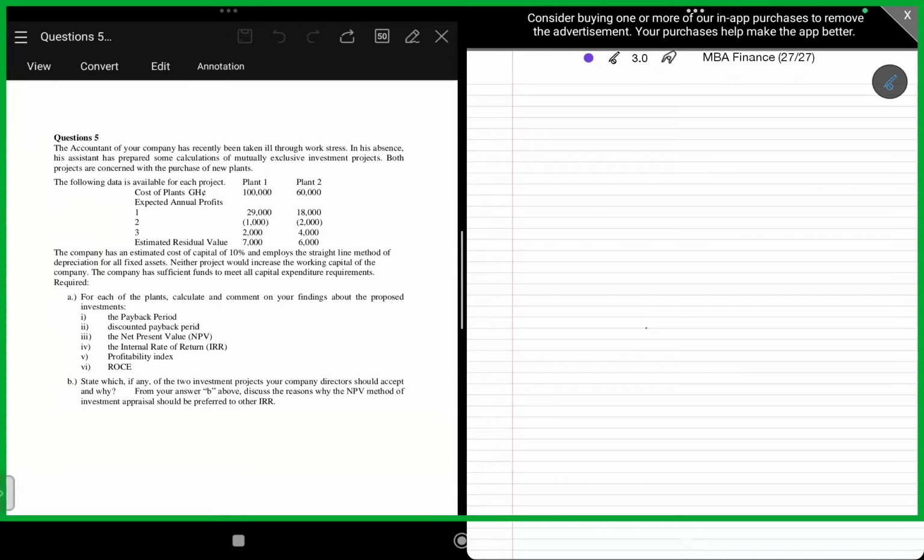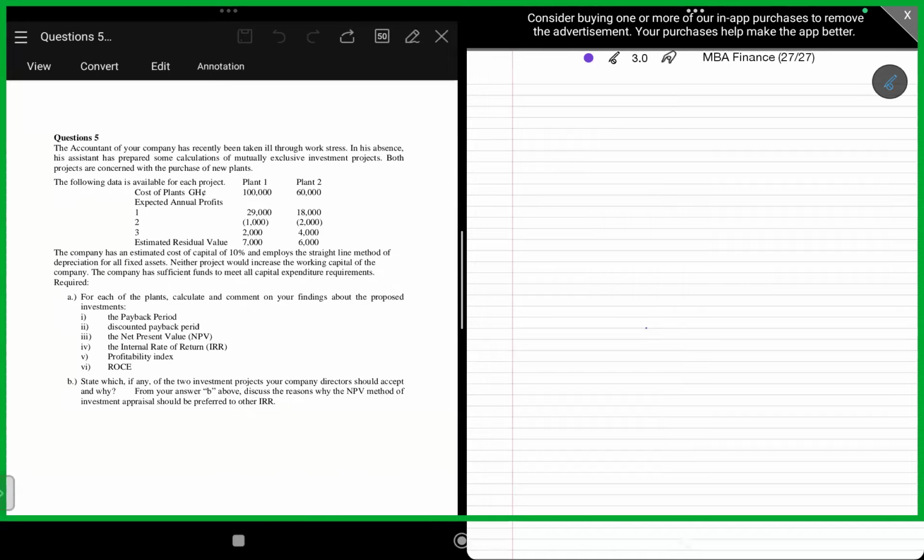The company has an estimated cost of capital of 10% and employs the straight line method of depreciation for all fixed assets. Neither project would increase the working capital of the company. The company has sufficient funds to meet all capital expenditure requirements.